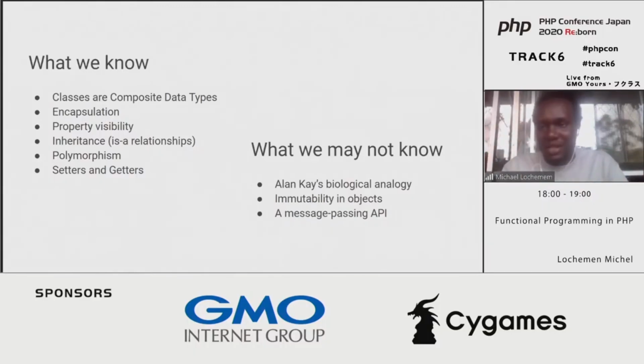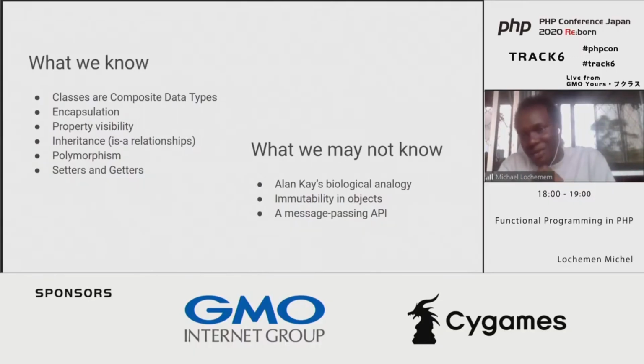Encapsulation is a great way to handle and represent state data inside of classes. You have property visibility, you have inheritance is-a relationships, you have those guiding principles that effectively show you how to compose, basically write programs in that style. What you may not know, however, is that all of this is based on Alan Kay's biological analogy. Alan Kay is basically the person to coin the phrase object-oriented.